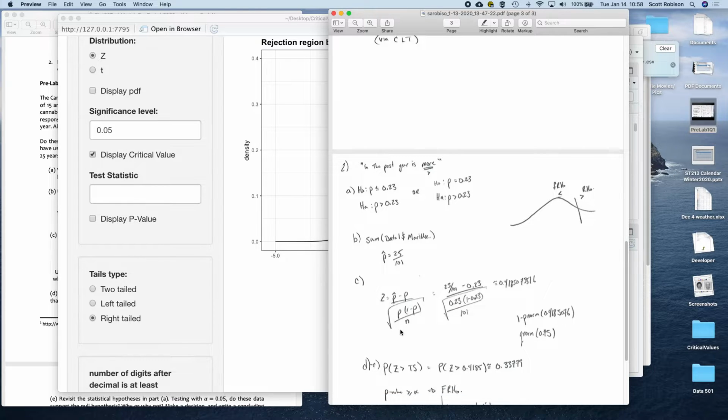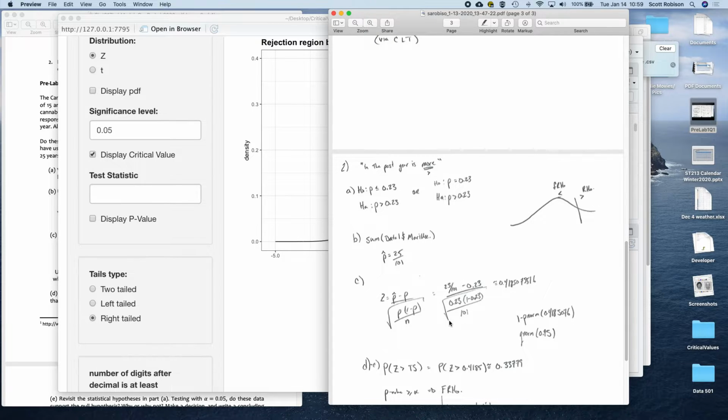Here's the formula for finding the test statistic. This is the sample proportion, which was 25 out of 101. And P represents the hypothesized value. P hat is the value coming from the data that you've collected, your sample. And P comes from your assumption in the null and alternative hypothesis. So the P's are the 0.21s.